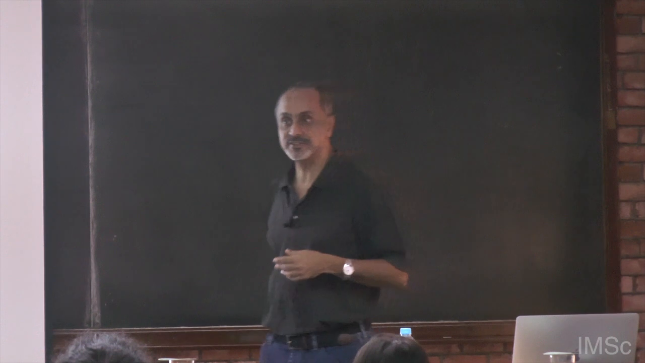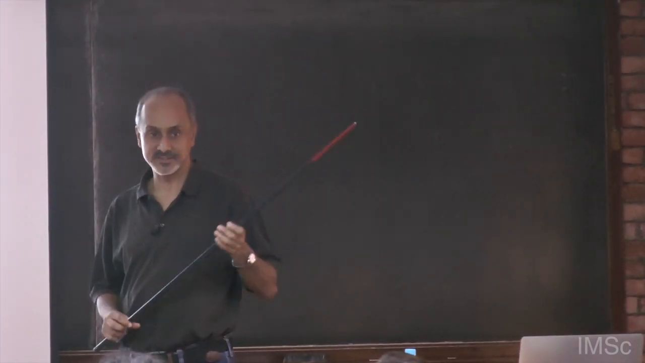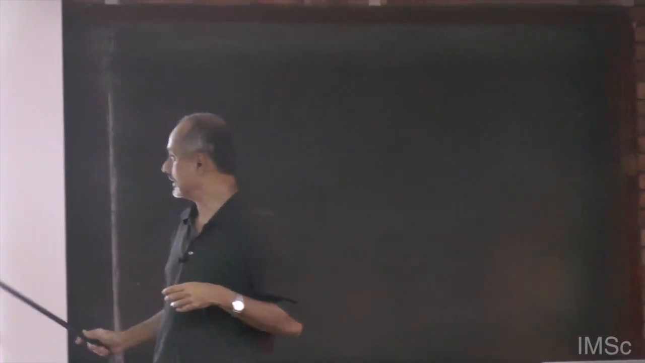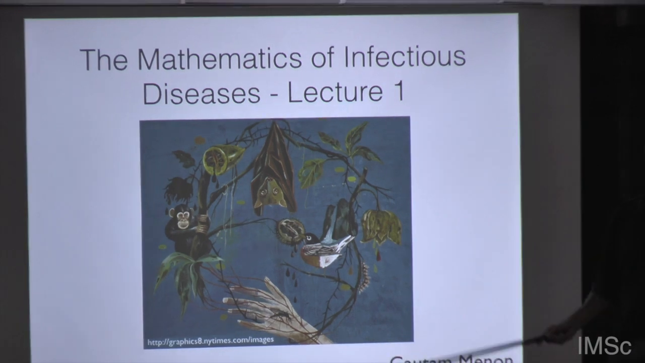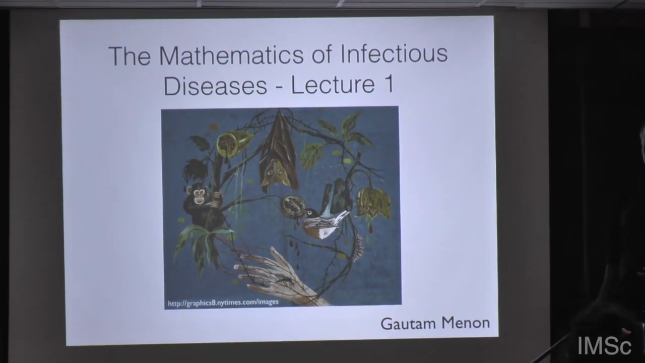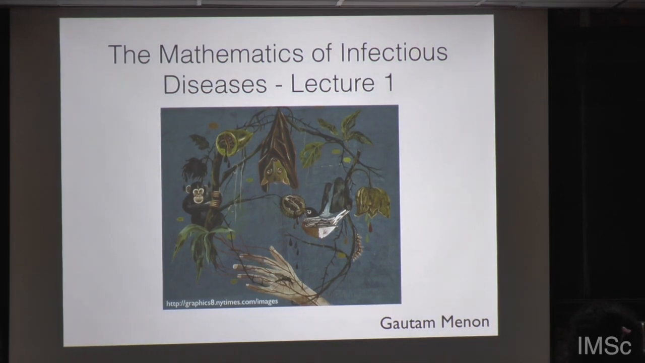Okay, so this is the first of my set of lectures on thinking about the mathematics of infectious diseases. That's lecture number 1. This picture will be an accompaniment to all the lectures I give. It will be my first slide, so pay attention to it. There's a sort of story behind it, why we are interested in a picture of that sort.